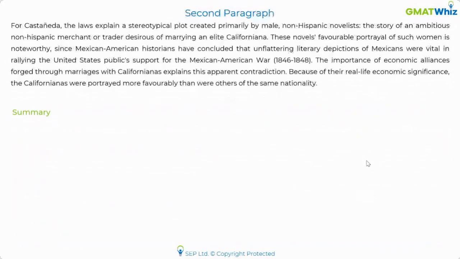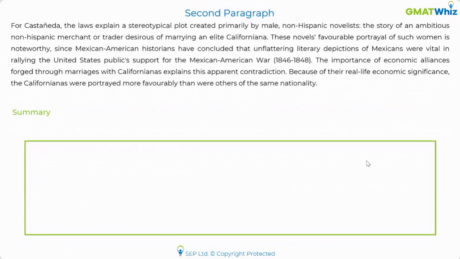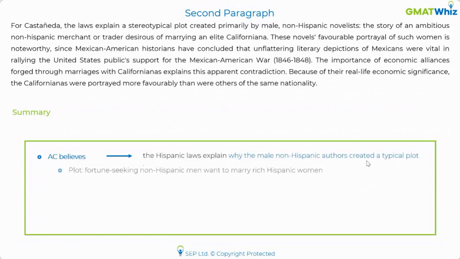Okay, and if I look at the second paragraph, it's mainly talking about this typical plot and how these Californianas were portrayed in that plot. Remember, the passage was about how Mexican women were portrayed in the literature of the 19th century. So this gives us an idea that these Mexican women were portrayed in a very favorable manner in these plots written by male non-Hispanic novelists. They showed the fortune-seeking non-Hispanic men who wanted to marry rich Hispanic women. Typical plot. So the Hispanic women were portrayed in a favorable manner.